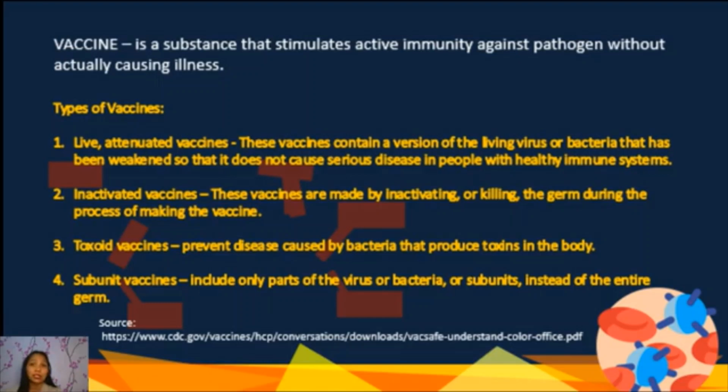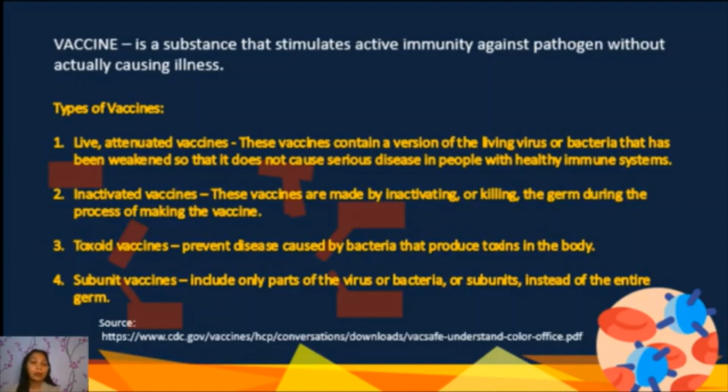First, we have the live attenuated vaccines, which fight viruses and bacteria. These vaccines contain a version of the living virus or bacteria that has been weakened so that it does not cause serious disease in people with healthy immune systems. Because live attenuated vaccines are the closest thing to a natural infection, they are good teachers for the immune system. Examples of live attenuated vaccines include the measles, mumps, and rubella vaccine, or the MMR, and the chickenpox vaccine, or the varicella.